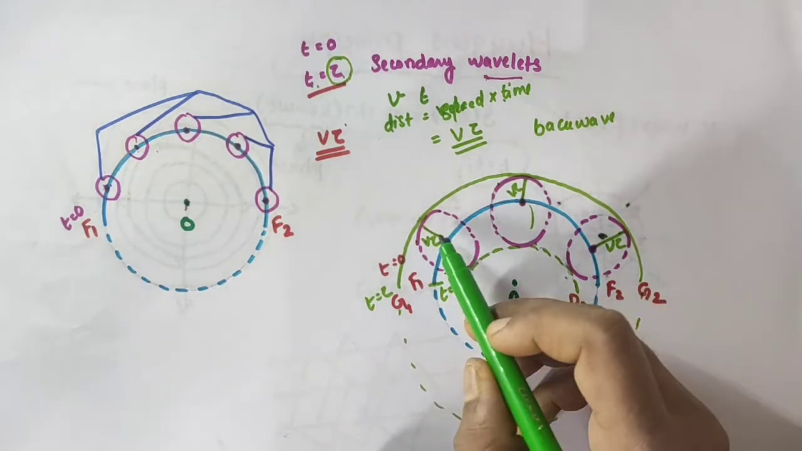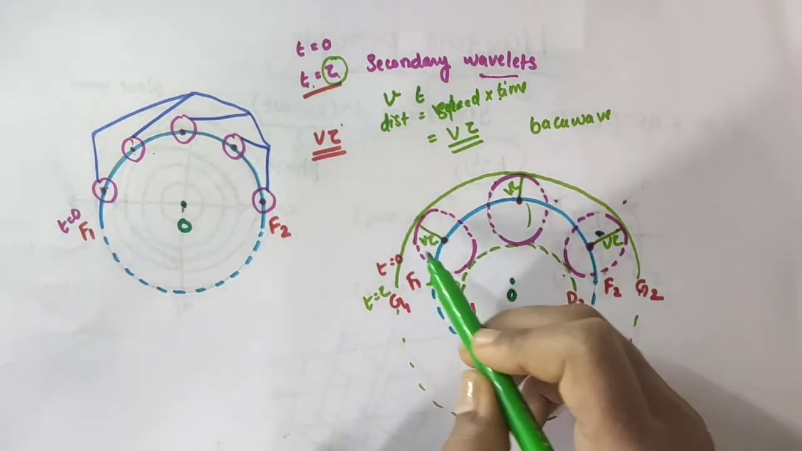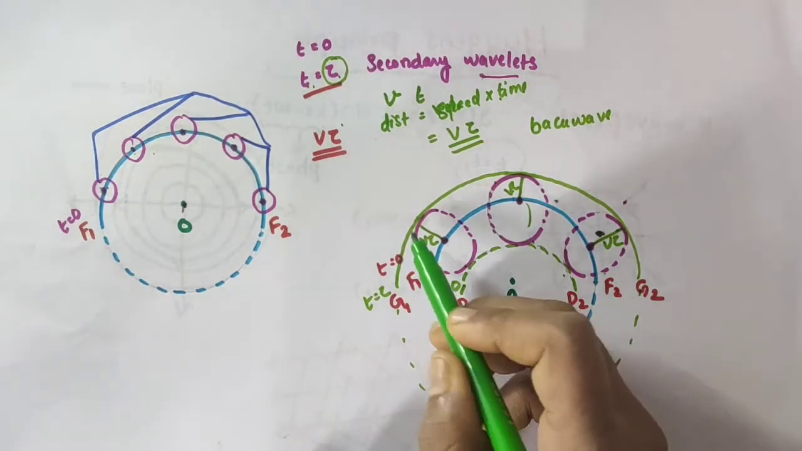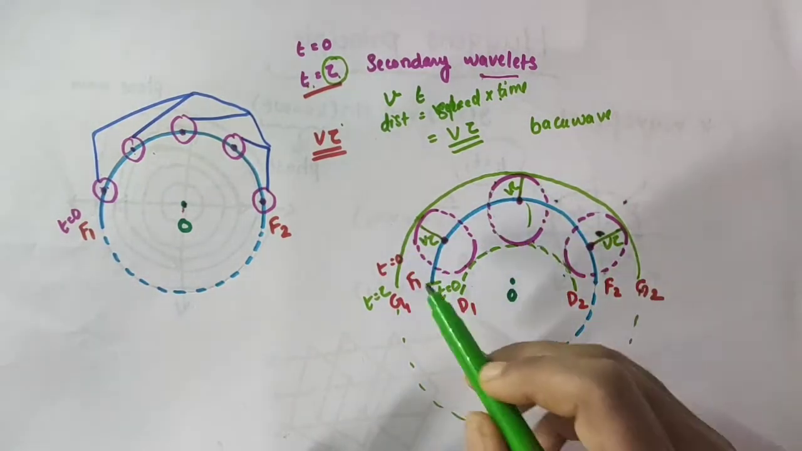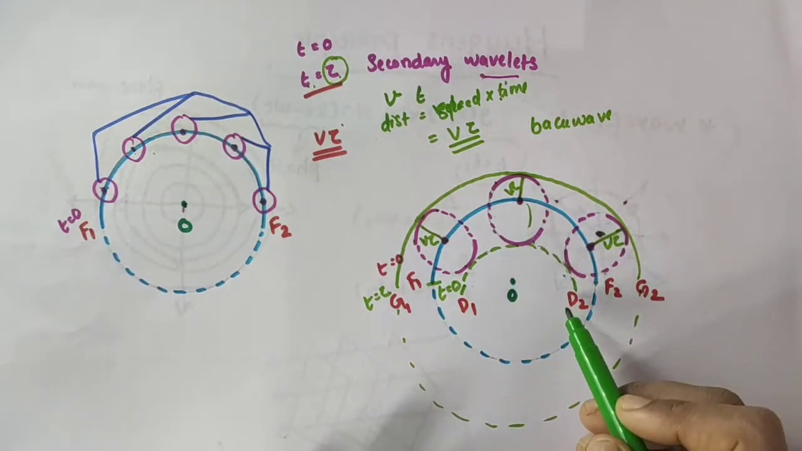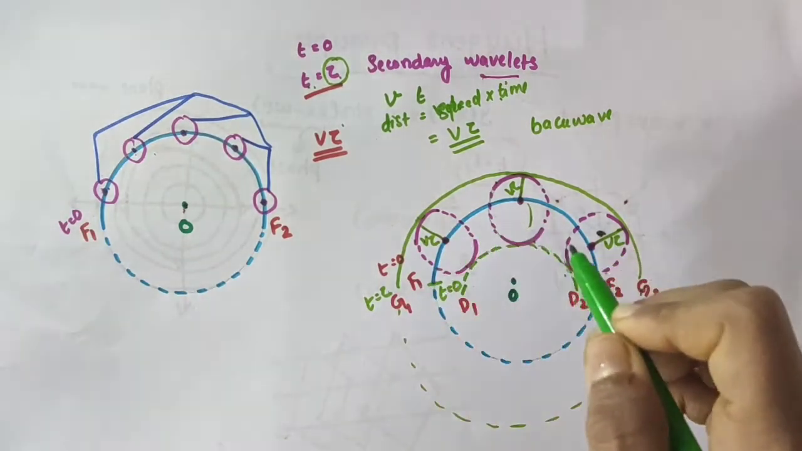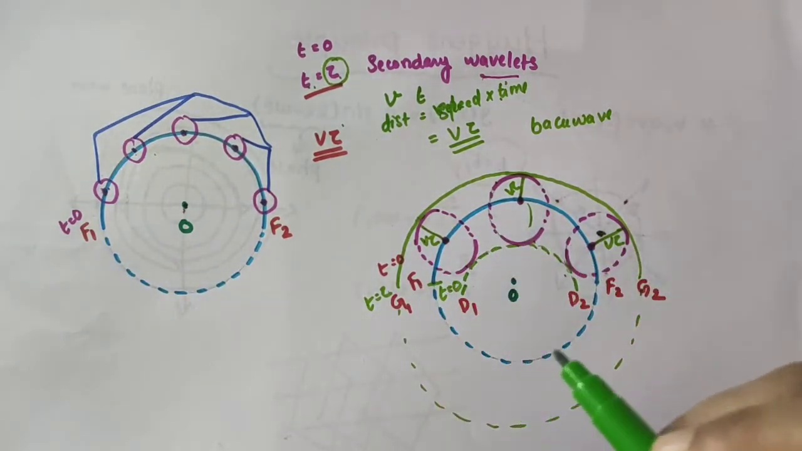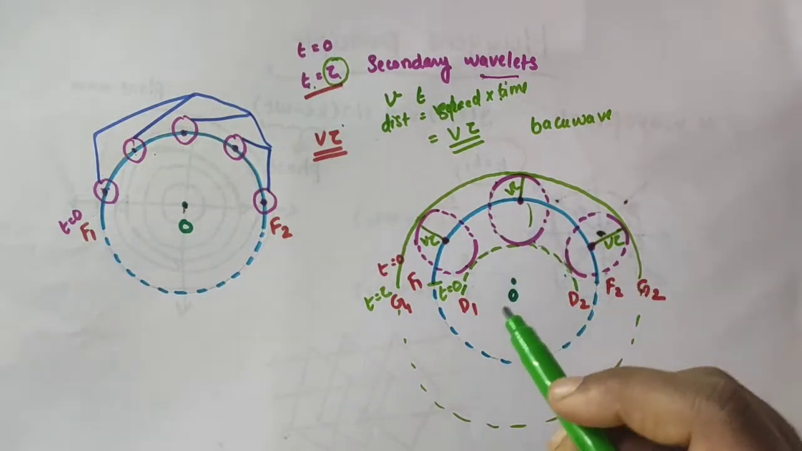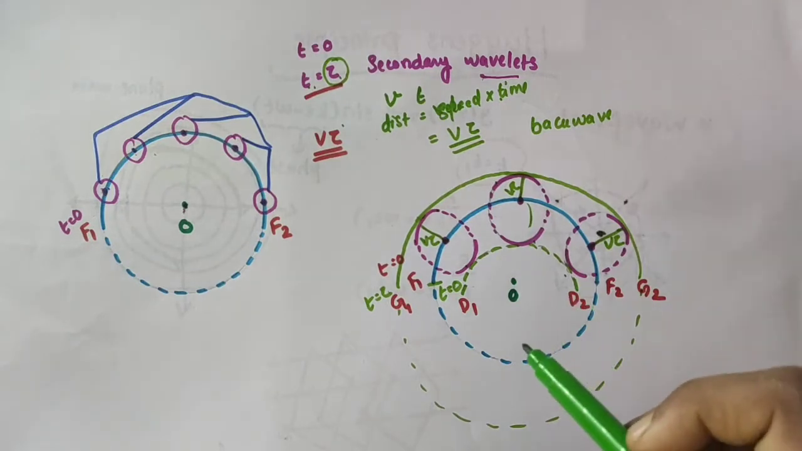That is, the envelope of the secondary wavelets emanating from F1, F2 produces the forward moving wavefront G1, G2. But the back wave D1, D2 does not exist. That is why I have drawn it with dotted lines. The absence of this back wave D1, D2 is really justified from more rigorous wave theories.